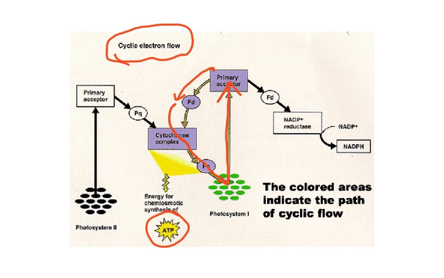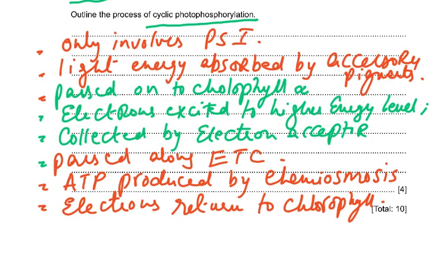So just a quick recap of this, and then we go back to the question. Just a recap of the mark scheme. This only involves photosystem 1. Light energy is absorbed by the accessory pigments and passed on to chlorophyll A. Then electrons are excited to a higher energy level, collected by the primary electron acceptor, then passed along the ETC, then ATP is produced by chemiosmosis, and the electron returns to PS1 or the chlorophyll. This was for 4 marks, but there are about 8 mark scheme points, so any 4 of these would have been correct.